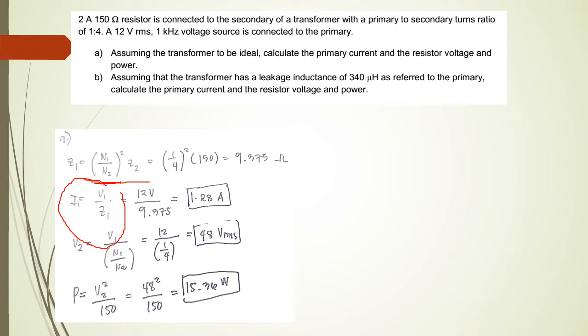Another is the power. The power that we will calculate is the power that is dissipated by the 150 resistor. So, we have V2 RMS squared, we have 48 squared all over 150. So, we have 15.36 watt, the power in the 150 resistor.